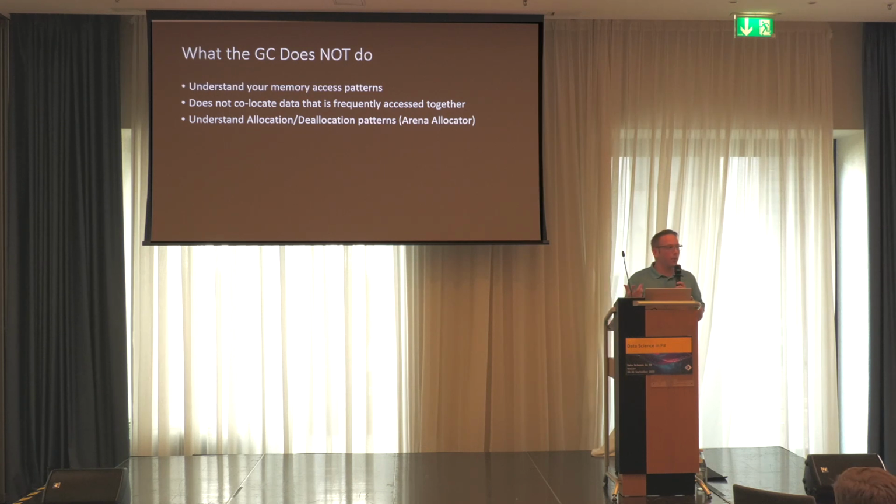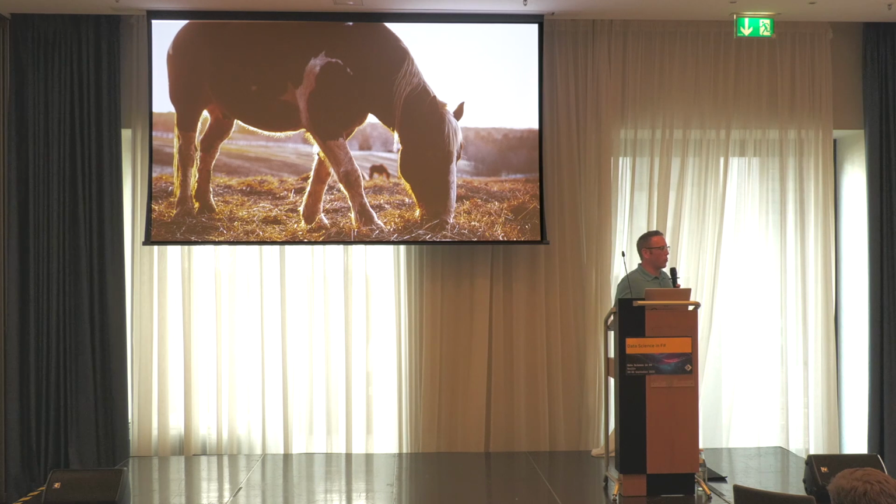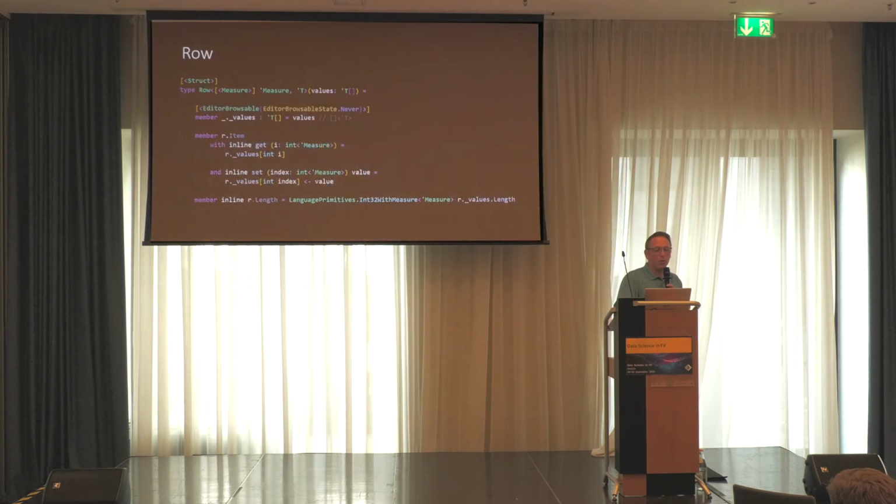We have to think differently about how we allocate and use data in F#. And so I need to introduce you to the workhorse collections for a lot of the code that I do. One of them is Row. Row is a struct. It wraps an array, and what it does is it enforces you to use an integer with a unit of measure for indexing into that information.